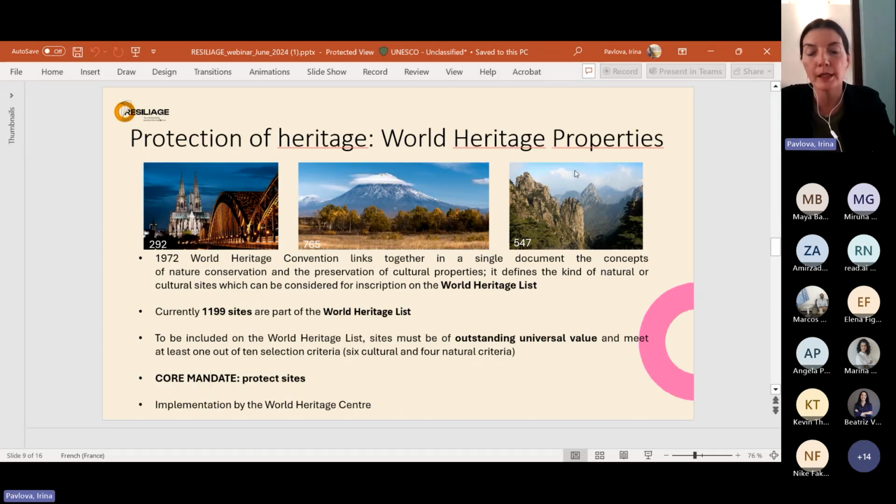The UNESCO started a list of World Heritage properties. All these sites have outstanding universal value, meeting at least one of 10 selection criteria. The concept dates back to the 1970s, and the core mandate back in time was to protect these sites, meaning that obligations of member states were about nature conservation and preservation of cultural sites.